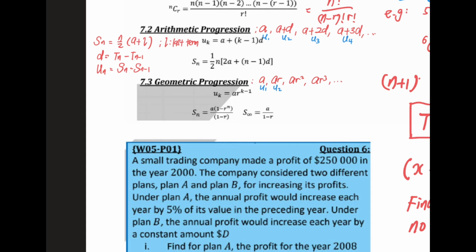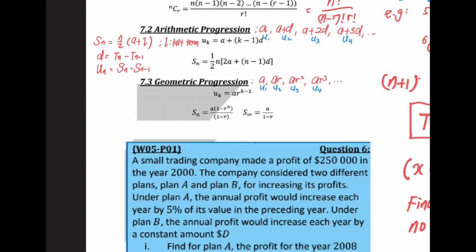Again, you can see this is u1, u2, u3, u4. Okay, so in general, uk is equal to ar to the power of k minus 1. So you can see this is k minus 1. Okay, so the r here is called the common ratio. Then we have also the formula to add up the first n terms. So to add up the first n terms, we use this formula: a times (1 minus r to the power of n) over (1 minus r).